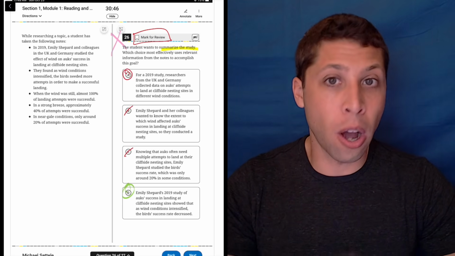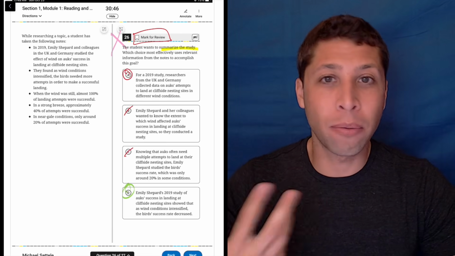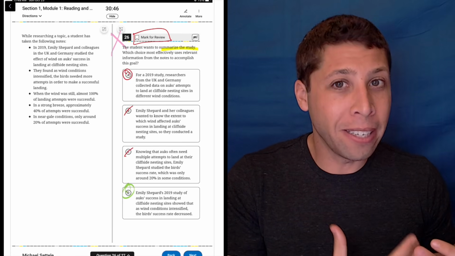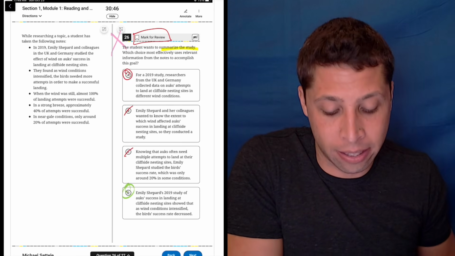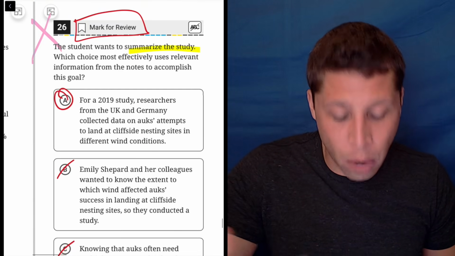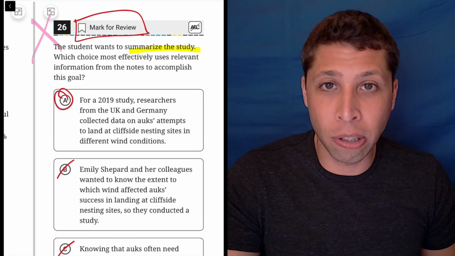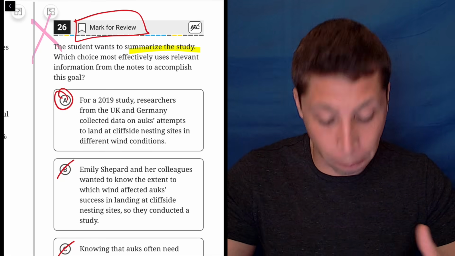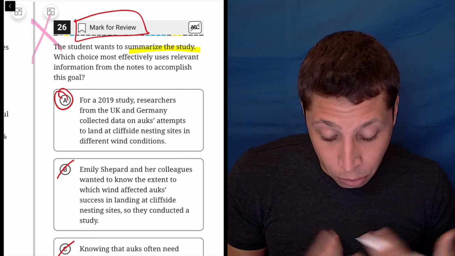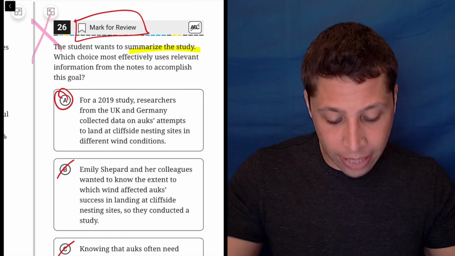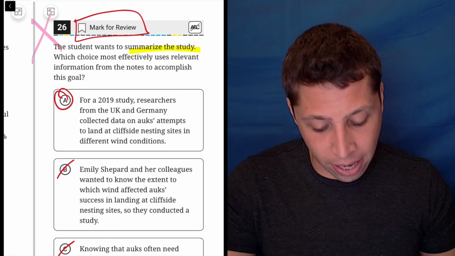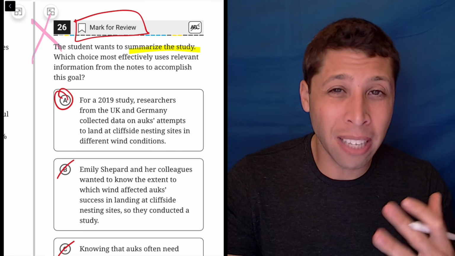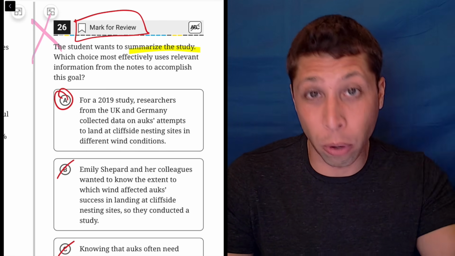You really need to know what they're asking for, because there's lots of ways to take the data points that they give you and turn them into a sentence. But they're asking for a specific kind of sentence. And to me, when I read that they want to summarize the study, my interpretation of that instruction was focus on the study itself. How was the study conducted? What was its purpose? So I picked choice A, which is wrong, and I thought, okay, they collected data on their attempts to land at cliffside nesting sites. It's literally just about the study and the purpose of it. It doesn't necessarily get into how they collected the data.